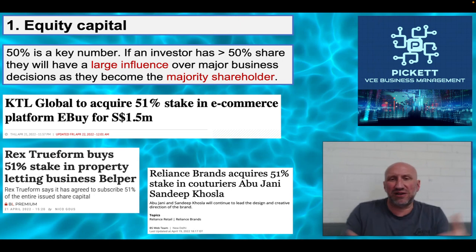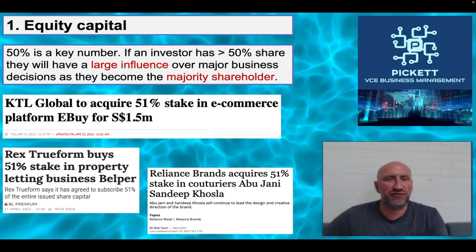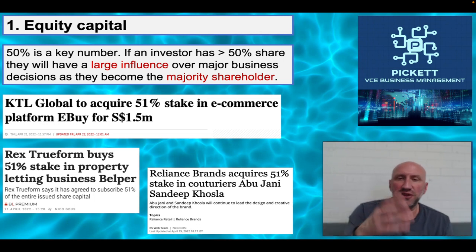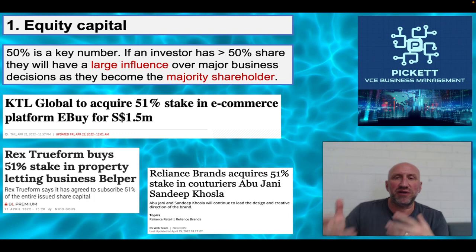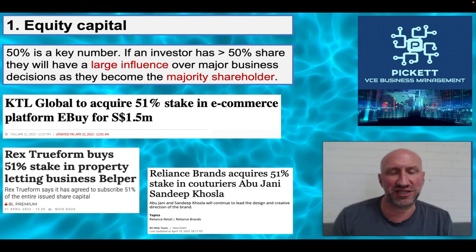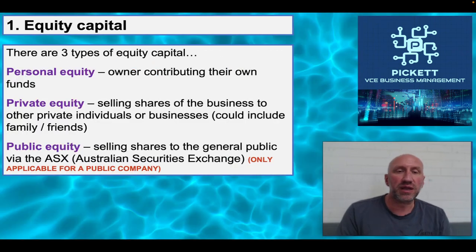Just some headlines here. And it's funny because you see these headlines in the press and it's often so-and-so to acquire a 51% stake in such and such business. And the reason they're doing this is for exactly that reason. If they buy a 51% stake in a business, then they kind of have a controlling influence over that business. So that's what that's all about. So you often see this 51% in the financial press when we're talking about businesses acquiring other businesses. That's the reason for it. Now, there's actually 3 types of equity capital.